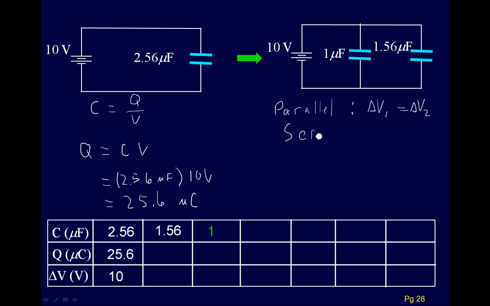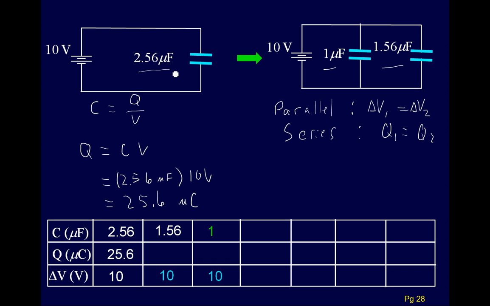When two capacitors are in series, all right, we know that the charge on them is the same. So basically, every time we unfold to two different capacitors, we know that one piece of information has to be the same as the one that it unfolded from. So these are parallel, so that means the voltage has to be the same. So two pieces of our chart are super easy to fill out. Okay, it's 10 and the 10 because that's what that was for the 2.56.